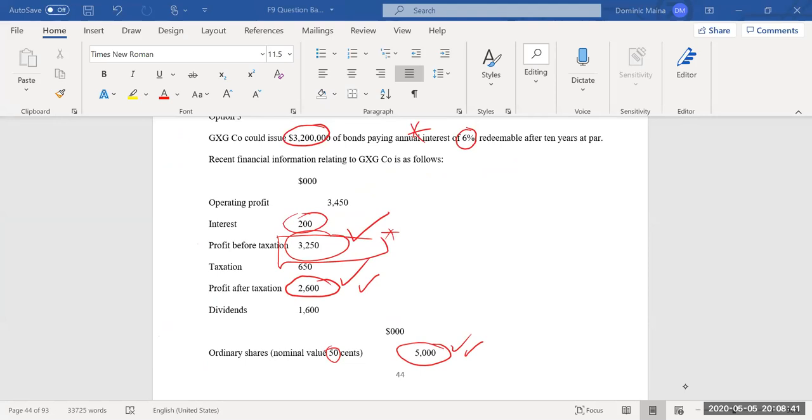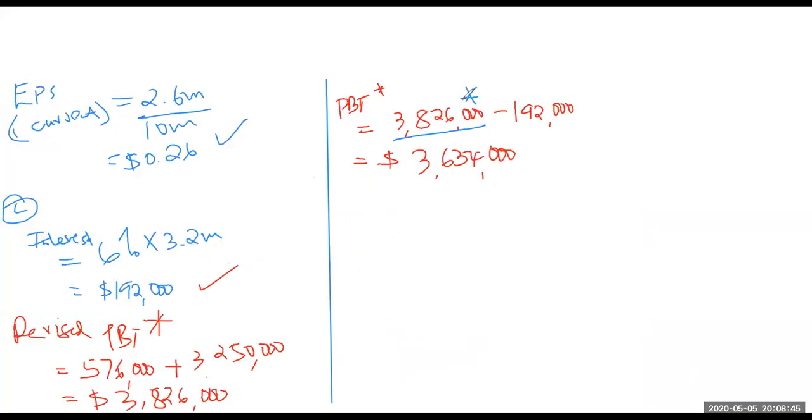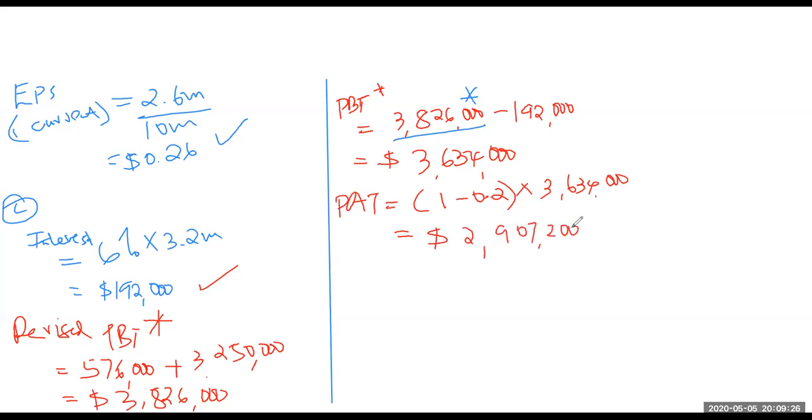Okay, fair enough. Going back to our analysis. So you get that figure to be our profit before tax. Then you pay tax, and you're paying tax at 20%. Therefore, we can say profit after tax is 1 minus the 20% tax you're paying, times that 36.34. That gives us how much to be our profit after tax? To give us 29,07,200.